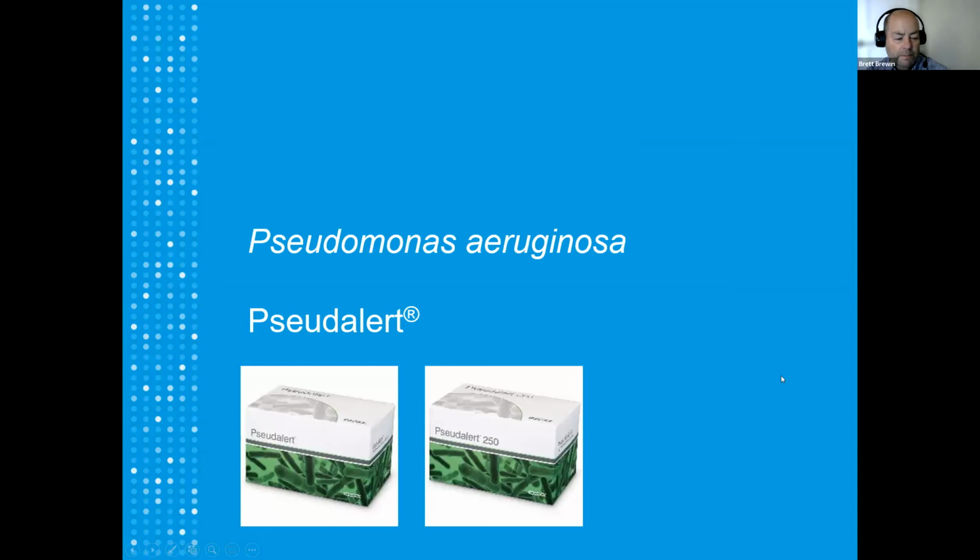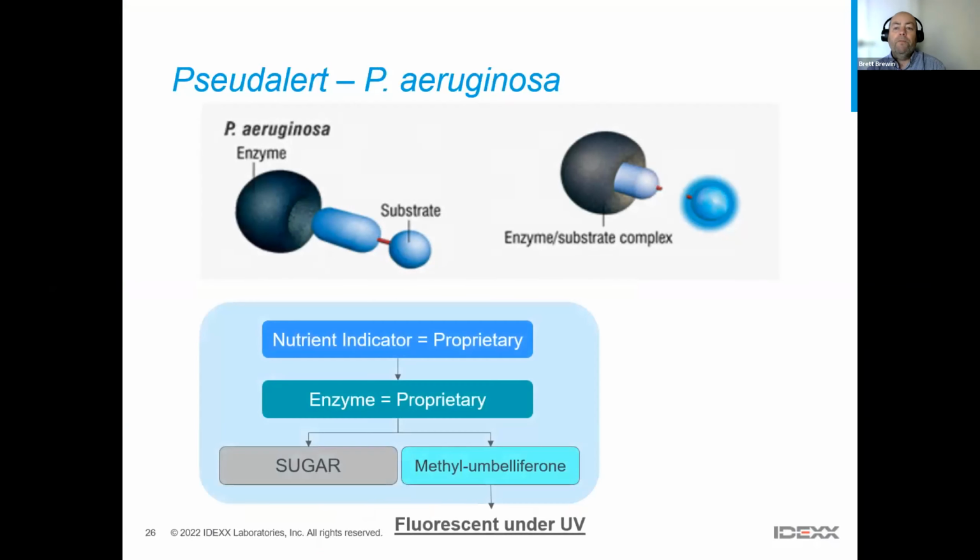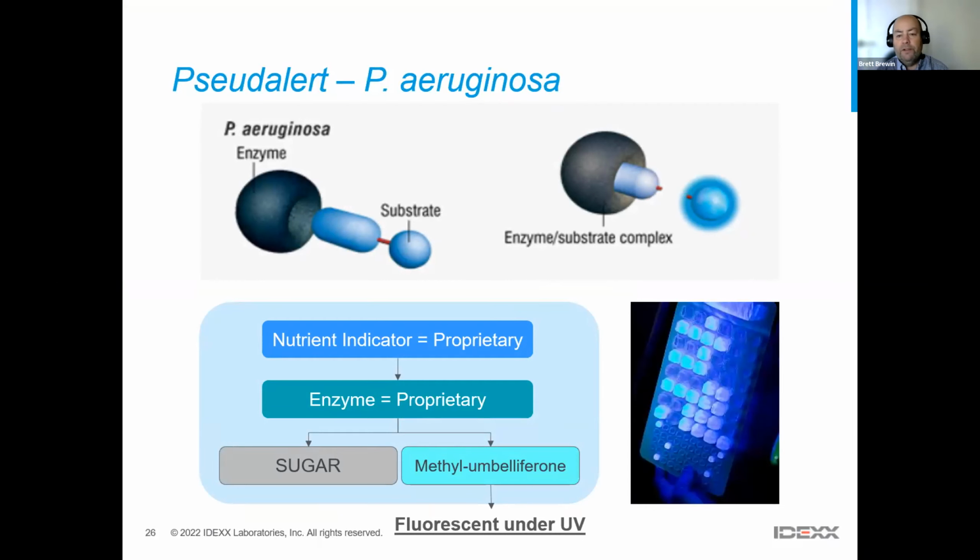Pseudomonas is a little bit different. It's a pathogen, so we're not testing for indicators here. We're directly testing for the presence of the pathogen itself. In this case, we have a nutrient indicator present, but unfortunately it's proprietary. I can't go into too much detail. And the enzyme we're looking for is also proprietary information. However, what I can say is that enzyme breaks down the substrate into its sugar moiety and the methyl umbelliferone. And again, that fluoresces under UV light.